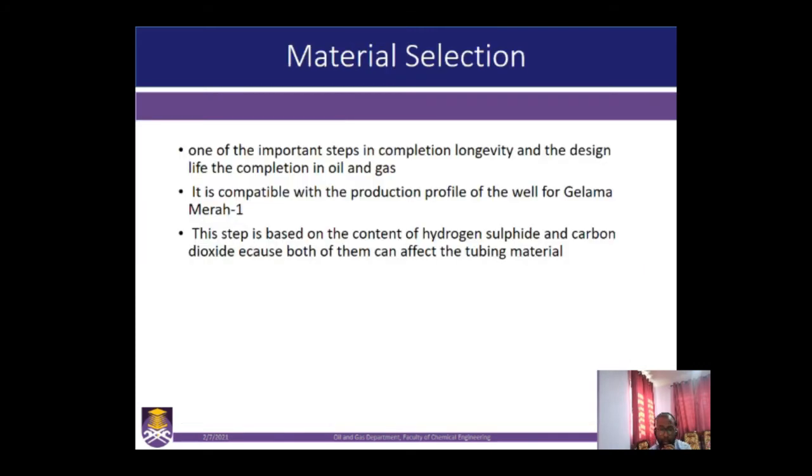Next is the material selection is one of the important step in completion longevity and the design life of the completion in oil and gas. It is compatible with the production profile of the well for the Gelama Merah. This step is based on the content of hydrogen sulfide and carbon dioxide because both of them can affect the tubing material.